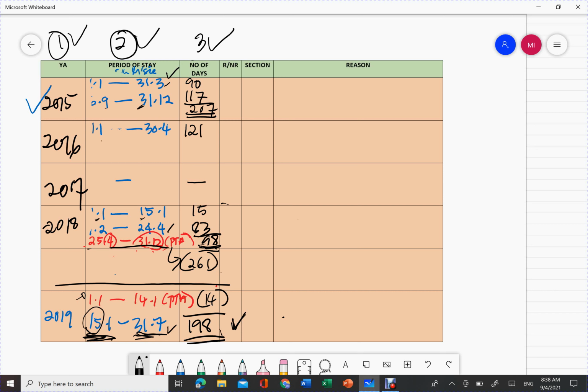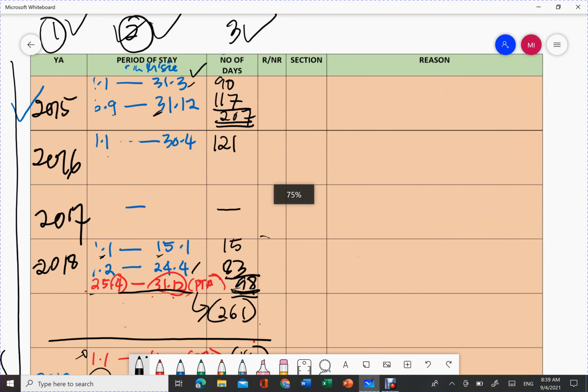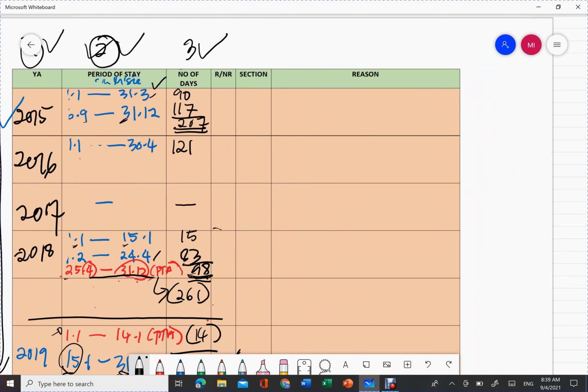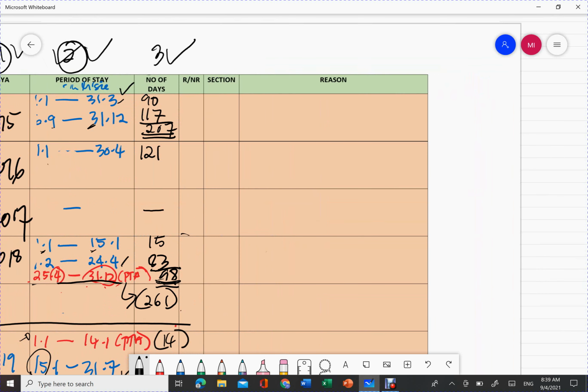Whenever you want to answer this question, first of all you need to come up with a column with this table and then fill up column 1 first, followed by column 2, which is the period of stay. After you have written down all the period of stay according to the year of assessment, then only we start counting the number of days. When we have done with this, then we will check whether that person would be a resident or not, by virtue of the section that we have.